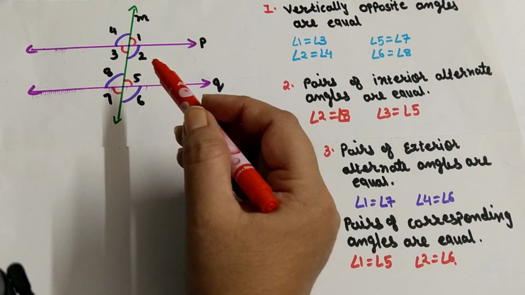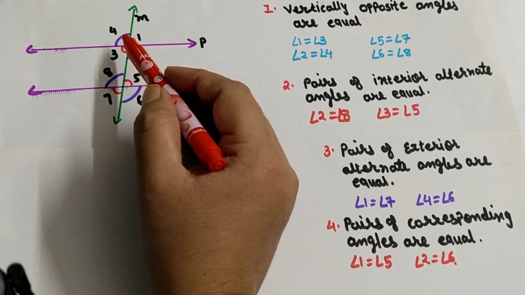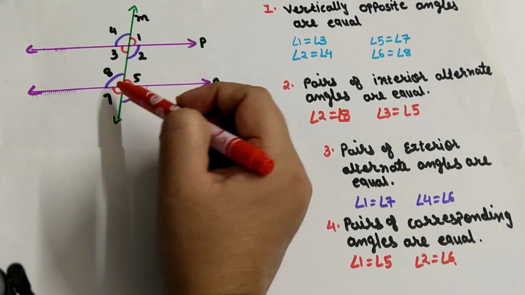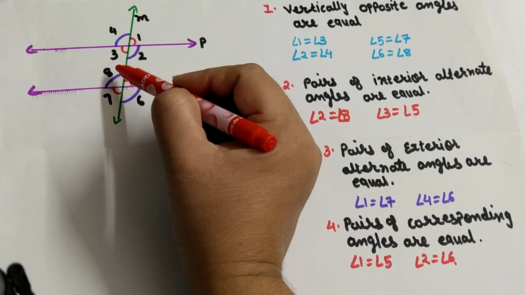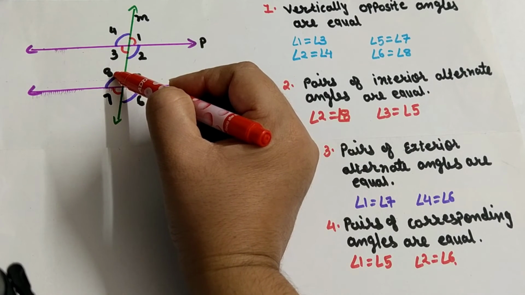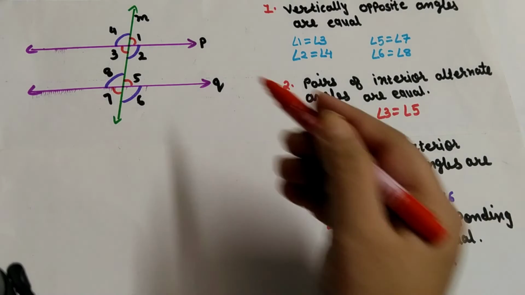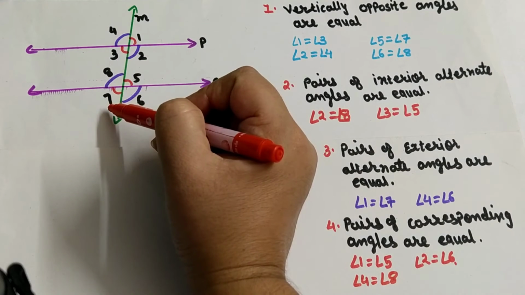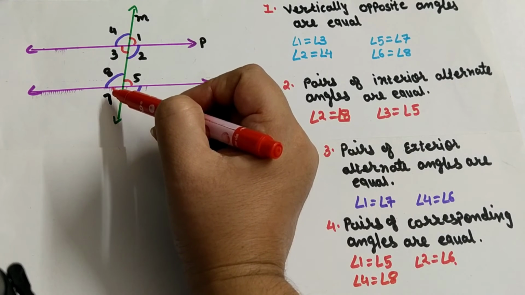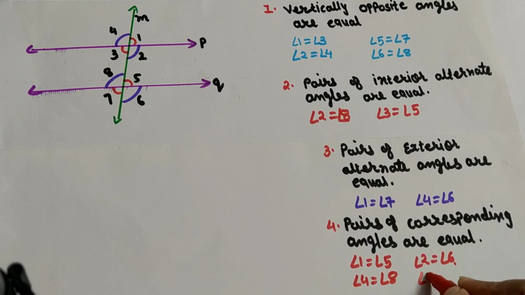If we look at this side of the transversal, we can say that angle 4 and angle 8 are corresponding angles. So we can write angle 4 is equal to angle 8. And we can see here angle 3 and angle 7 are corresponding angles. So we can write angle 3 is equal to angle 7.